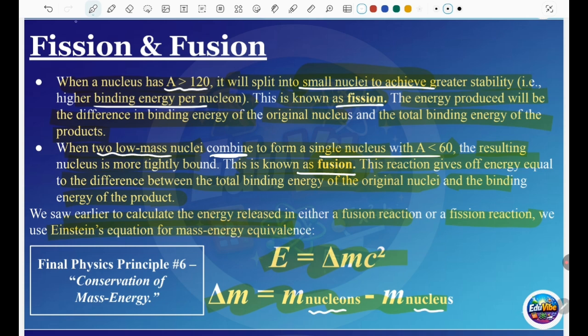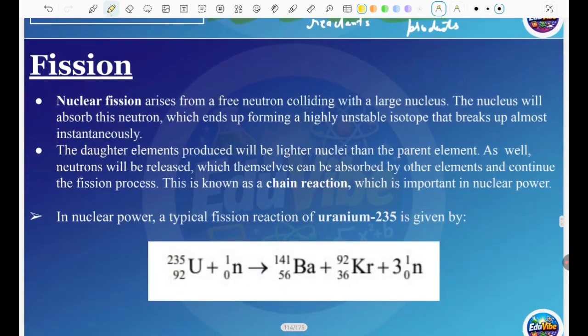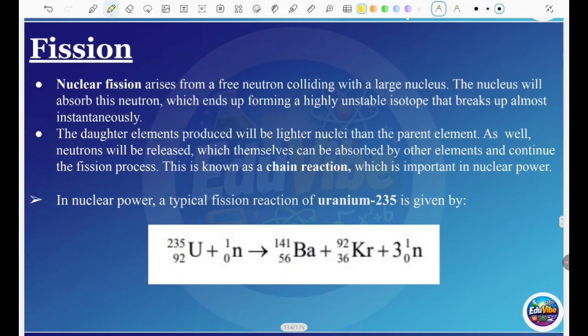This is basically the reactants, and this is basically the product. So we use the same two formulas like this. These are the reactants and products, and we use those formulas. From here we have the final physics principle number 6, which is conservation of mass and energy. Now we have to know about that. So let's do fission and fusion separately, and we have some things to know in both.